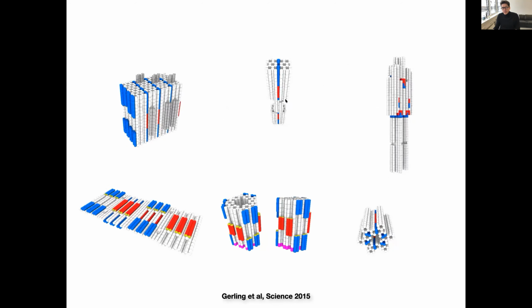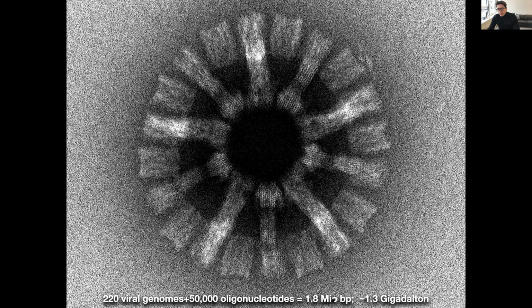This particular object, of which you see an image here, recorded by negative stain transmission electron microscopy, actually contains a total number of 220 viral genomes and 50,000 oligonucleotides. A total of 1.8 million base pairs, and as such, it has a molecular mass of 1.3 gigadaltons. So it's a massive molecular object, and the entire shape is still encoded by sequences. By using a hierarchical approach, first you program sequences to form well-defined brick subunits, and these bricks interact with each other in a particular way to make this higher order object.